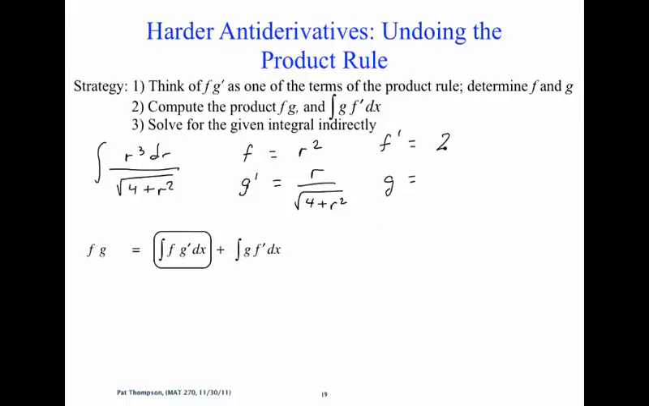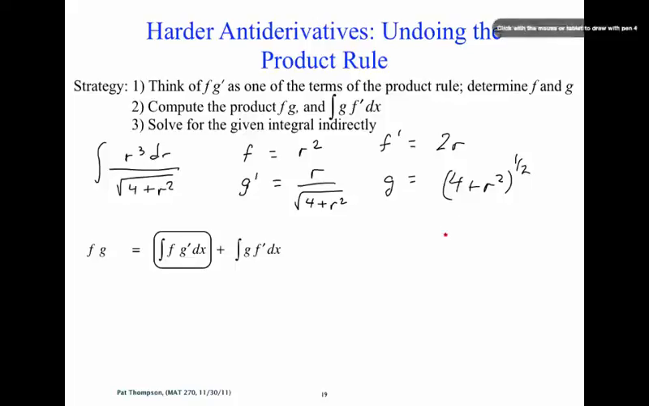So f prime will be 2r. Okay, so now what will this be? It'll be 4 plus r squared to the positive 1/2. And so that would be like a first attempt, right? Because now we're undoing the chain rule to get this antiderivative. So we need to check it.